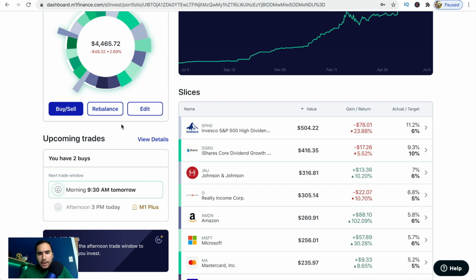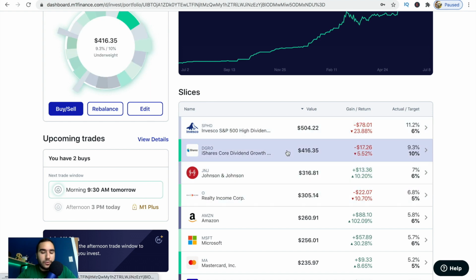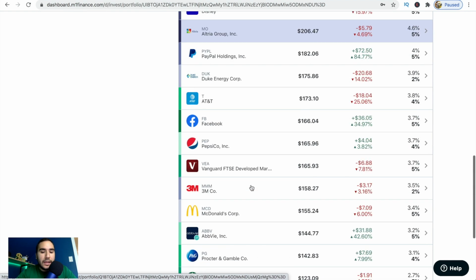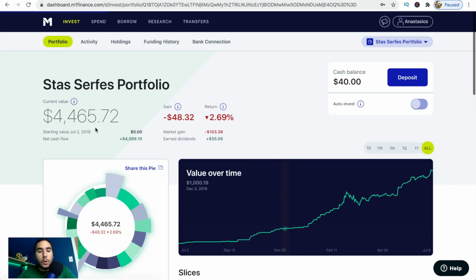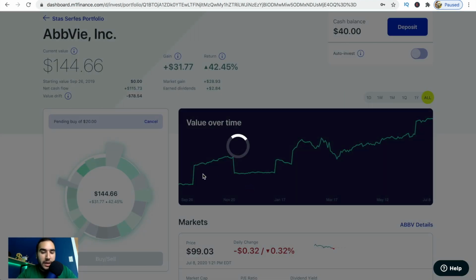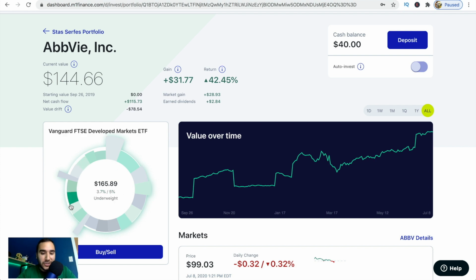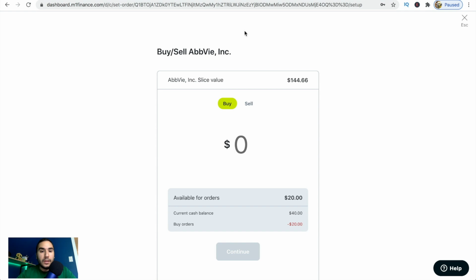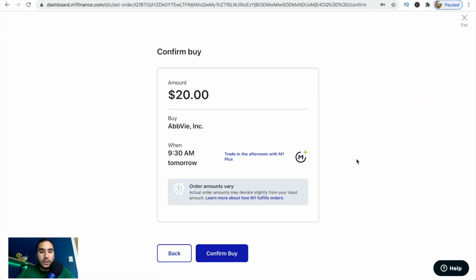So you might be a bit confused. So what does that mean? Well, let's say I have that $40 you guys saw in my cash right now. I want to buy some AbbVie. So I'm going to go over here to AbbVie. I'll cancel this order because I already have $20 pending, but I'll cancel it and do it again for you guys. How I'm going to do it is I'm going to go to buy. It's going to open up this buy/sell AbbVie, and you put in how much you want to buy, in this case $20, and then you click continue, and take a look here.